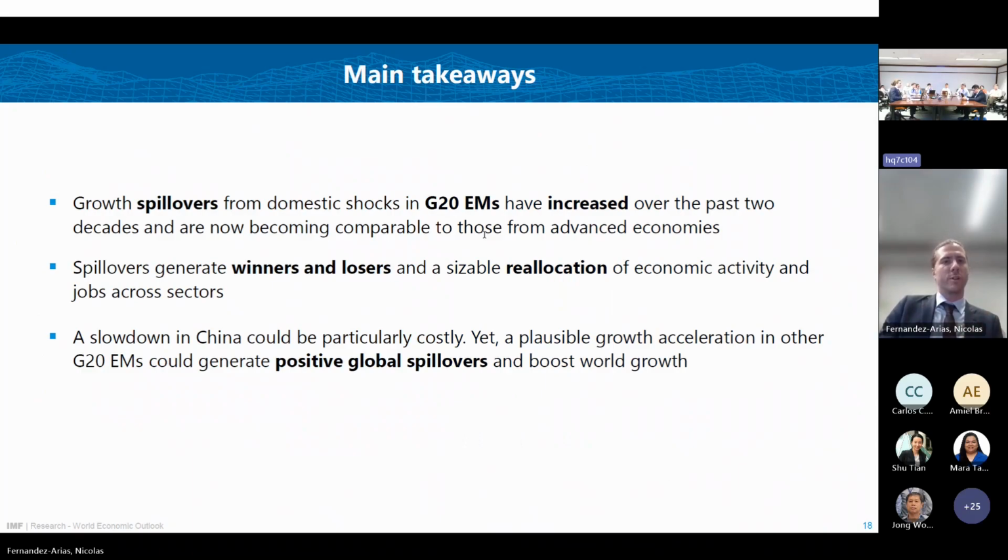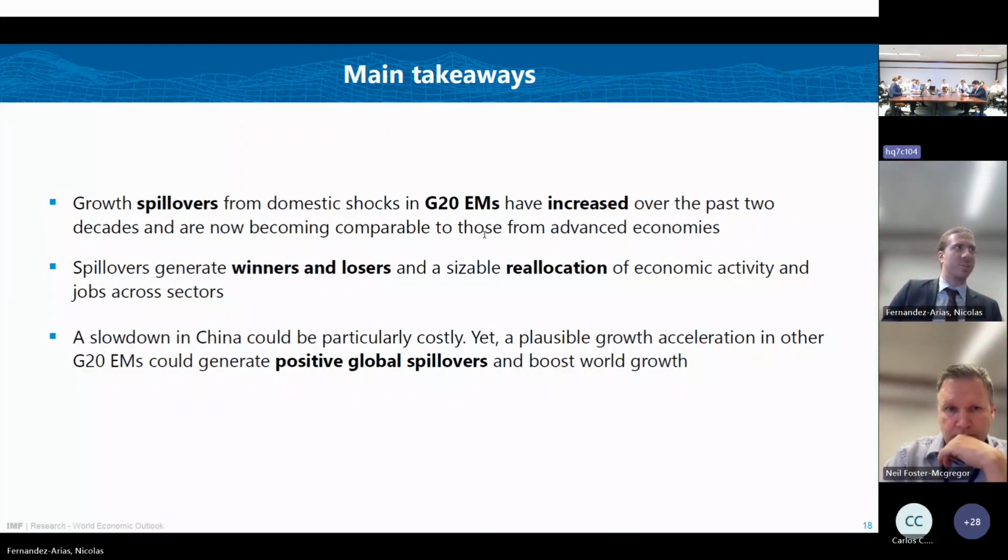Our overall takeaways are that growth spillovers from domestic shocks in G20 emerging markets have increased in the last two decades and are comparable to those from advanced economies. These spillovers entail heterogeneous responses at the sectoral level and induce important reallocation of economic activity and jobs across sectors. And while a slowdown in China would be very costly for the global economy, a plausible growth acceleration in emerging markets could generate positive global spillovers to boost world growth.